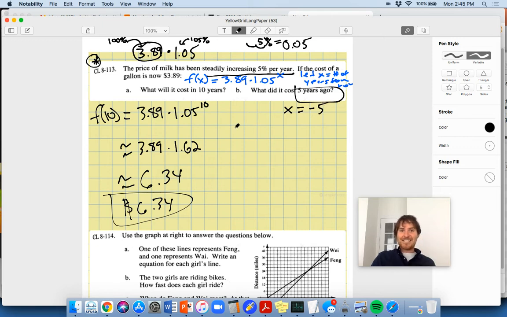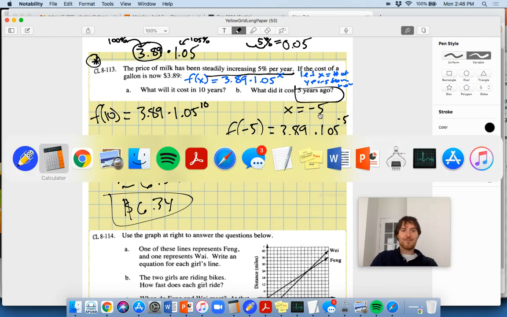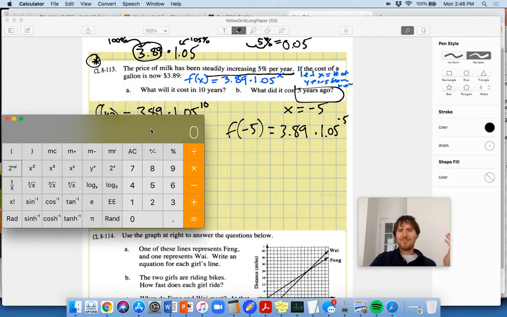Yes. So if I do f of -5, that's going to tell me what it cost 5 years ago. We're going to undo all those 5% increases. Math is cool, man. We can solve this stuff out. 3.89 times 1.05 to the -5 power. And that's how we do it. Bang, we got it here. Man, I love math, right? Why would I be doing this job if I didn't love math?